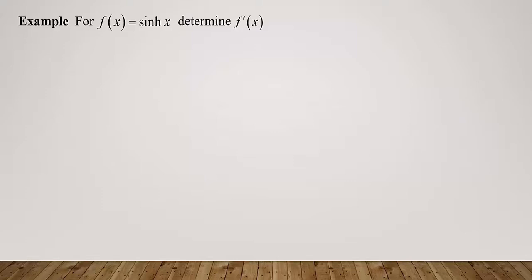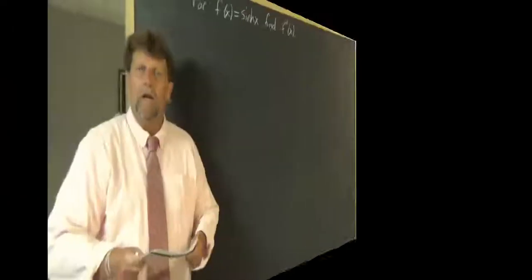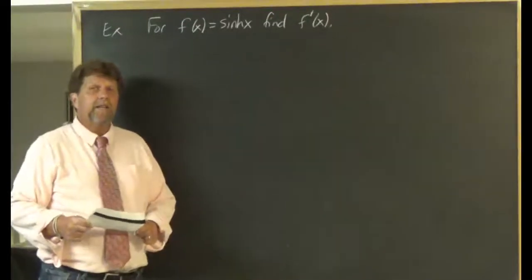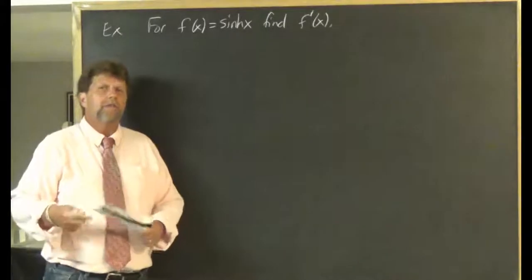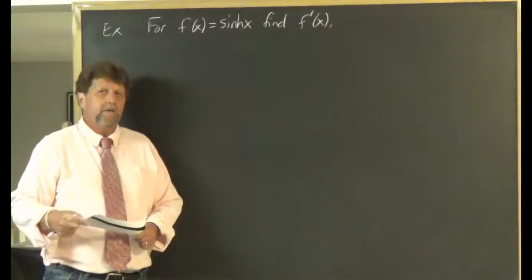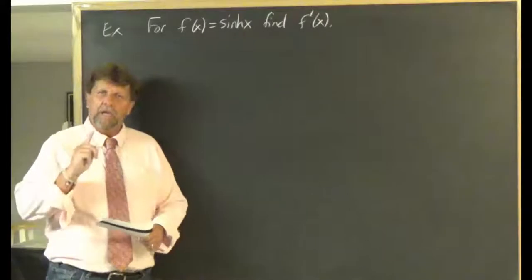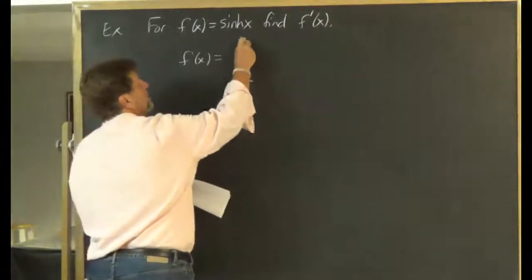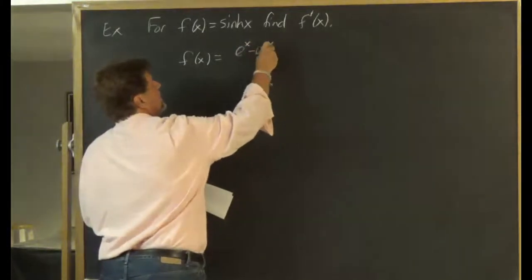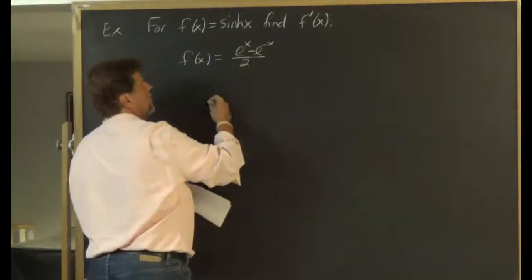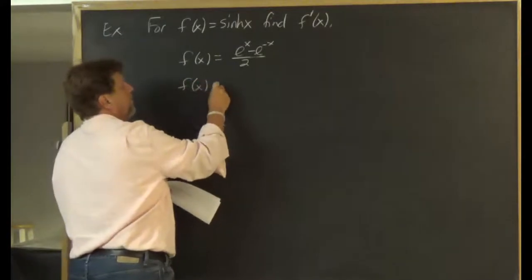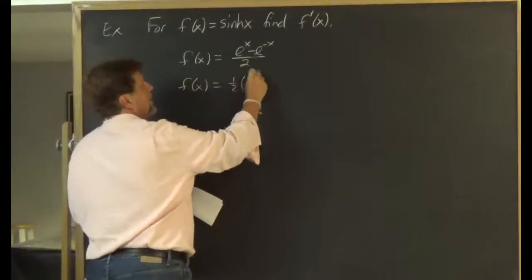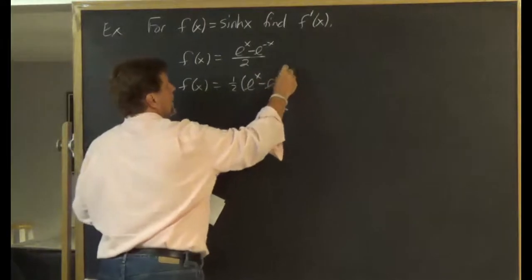And we should be able to get the derivative from known derivative rules. So here we go to the board to work through this. All right, for f of x equals hyperbolic sine x, we are going to determine the derivative. We are not going to use the definition of the derivative because we know hyperbolic sine is defined as e to the x minus e to the negative x over 2, or if you prefer, that's 1/2 times e to the x minus e to the negative x.